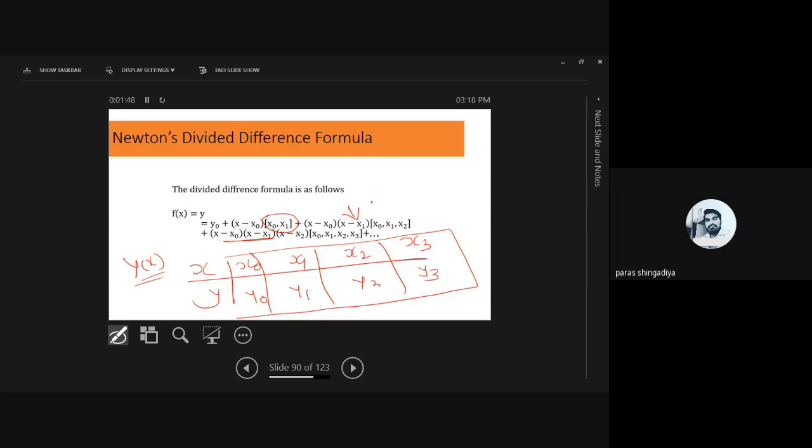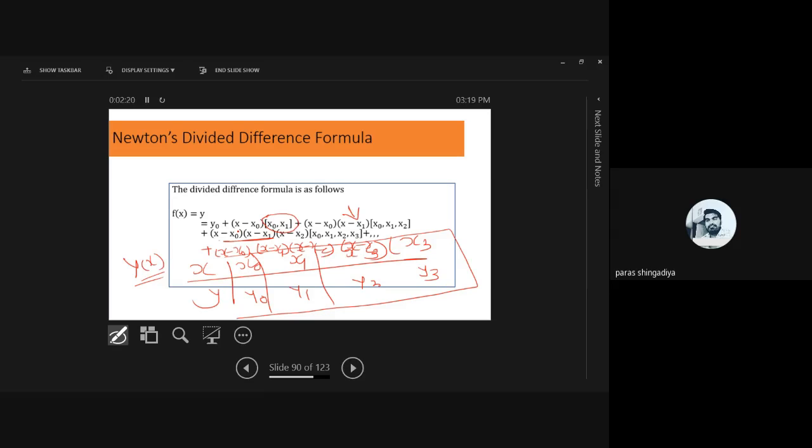And if more terms are required in this formula, what will be the next term? Here it is x minus x0, and we keep going up to x minus x2 in the brackets of this next term. So x minus x1, then x minus x2, and here we will add one more bracket, x minus x3, into the divided difference x0, x1, x2, x3, x4. And this continues as per the required terms mentioned in this formula.